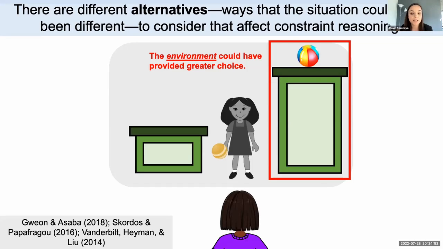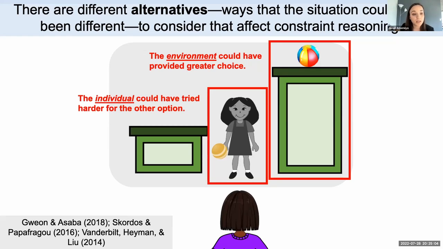So had the environment been different and offered greater choice, maybe she wouldn't have chosen that toy, and therefore I can't be sure that she likes it. On the other hand, alternatives can be focused on the individual, specifically that the individual could have tried harder for the other option. And given that she didn't try harder, we can be certain that she likes what she took. So I'll argue that the designs of some previous studies have pushed children to more strongly consider the environmental alternative, but that common narratives in American culture may push children to more strongly consider the individual alternative.